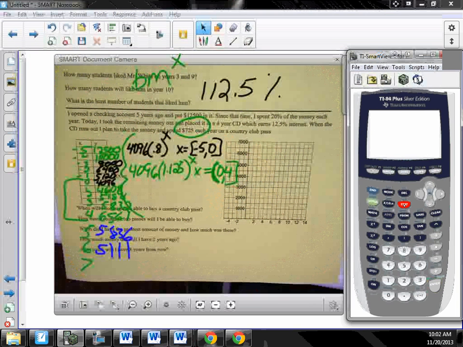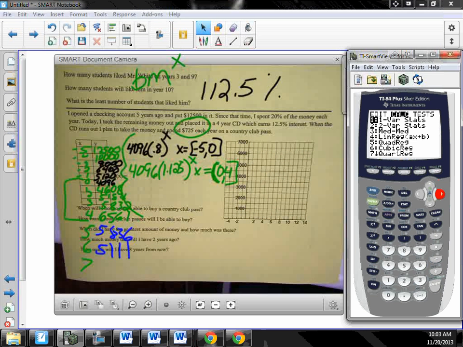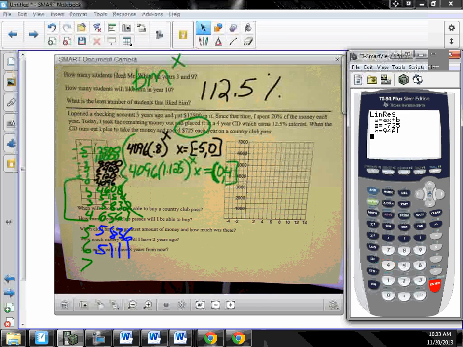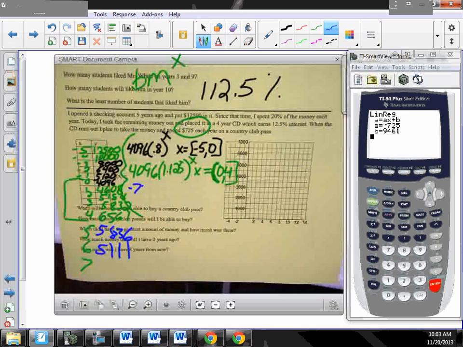And then what type of regression do I want to do? Exponential, quadratic, or linear? Linear, how come? I'm spending the same amount every year, so linear regression. So the equation is negative 725x plus 9461. Now, when is that equation going to be valid?